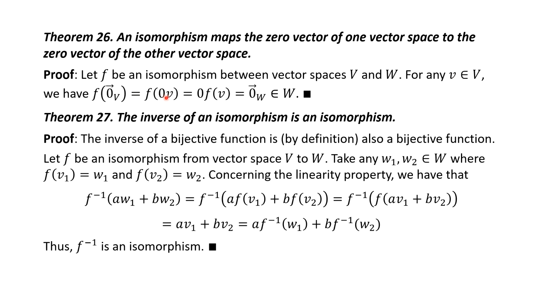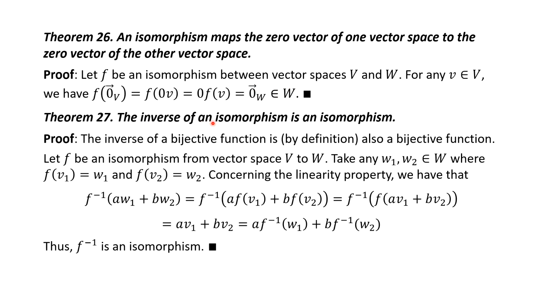We proved that earlier. And then by the linearity property, we can bring the 0 out here. But now we have 0 times F of v. But F of v is an element of W. And so 0 times any element of W is the 0 vector of W. And that's what we wanted to prove.